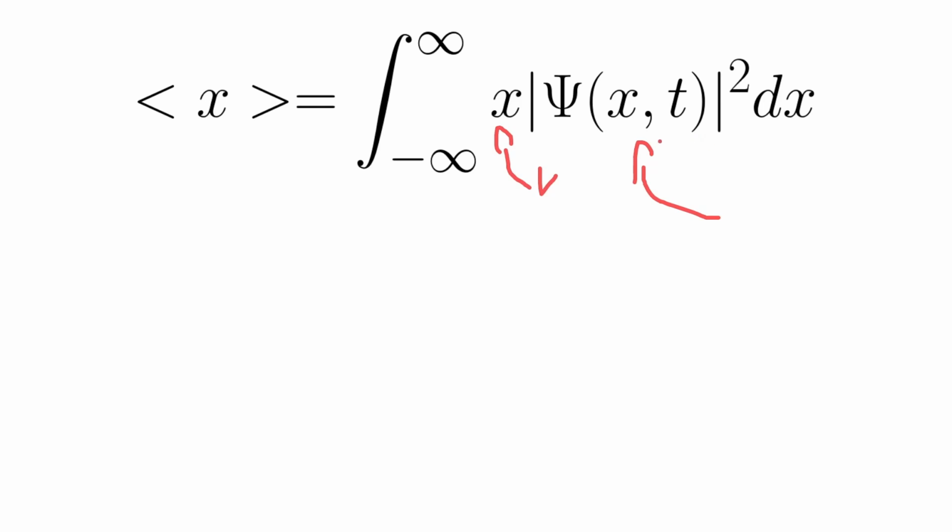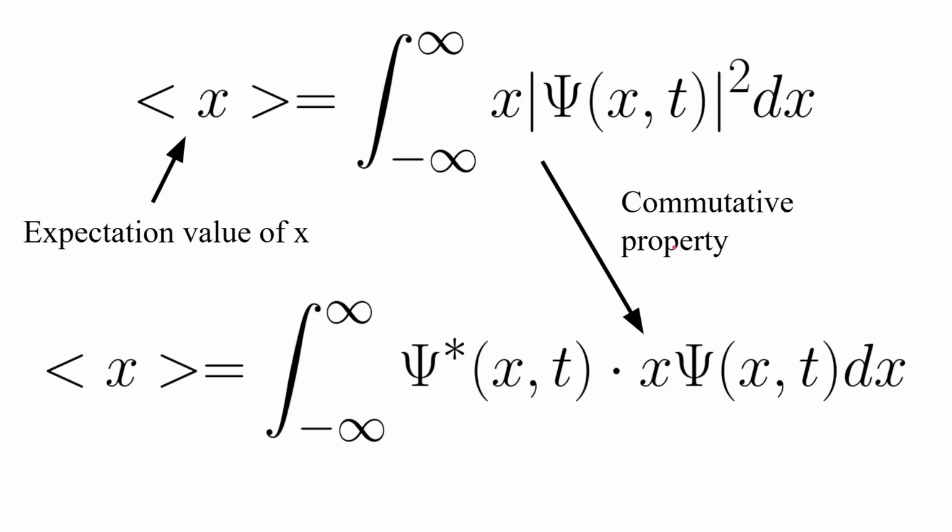And so I'm going to do something that's not going to make sense right now, but it'll make sense in a few seconds. That's the expectation value of x. If you use the commutative property of multiplication, what you can do is split the magnitude squared up into the wave function multiplied by its complex conjugate, and you could throw the x in between them. And what I've just done there is put this into operator form. So we just made our first operator, the operator x hat.